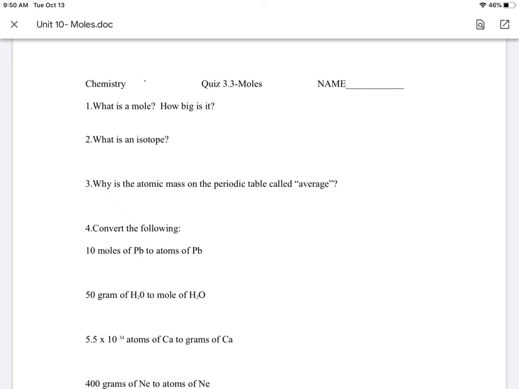All right, I want to go through the answers here to these questions that are on the quiz. It'll look a lot like this tomorrow, so you should be very well prepared after we go through it.